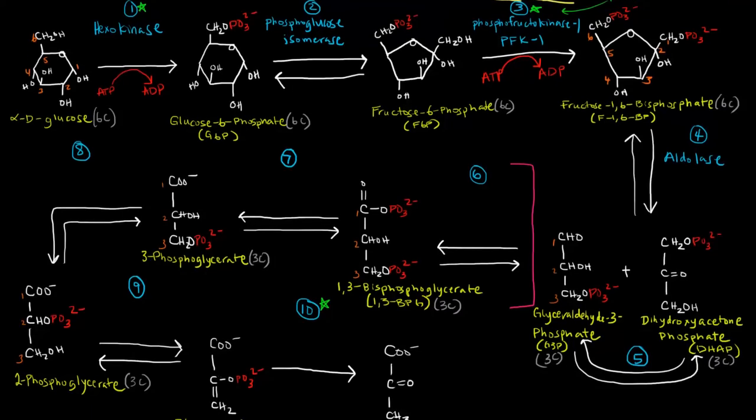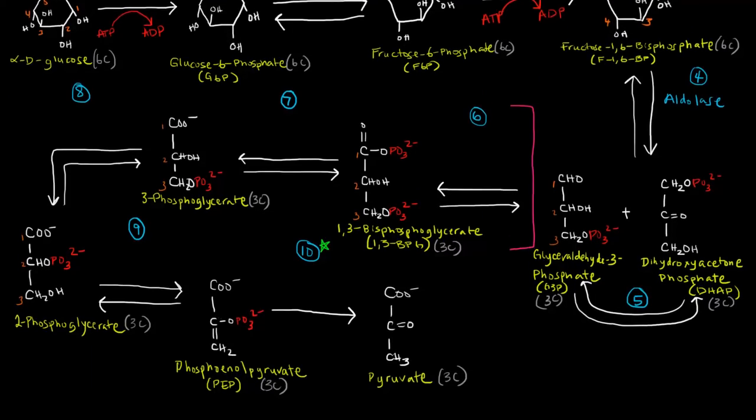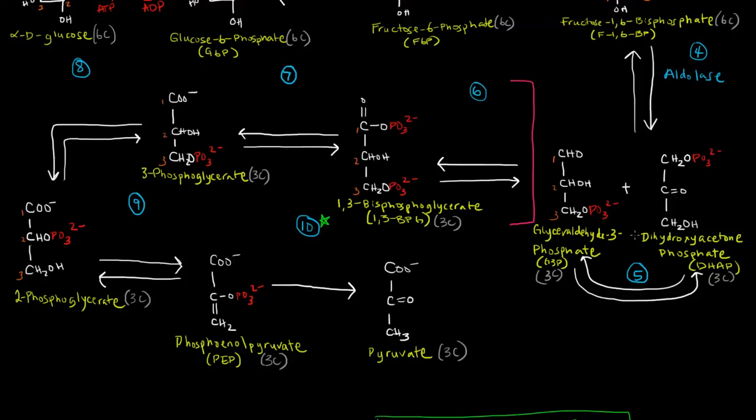Now, something very important happens here. Between these 2 molecules, glyceraldehyde 3-phosphate, abbreviated as G3P, and dihydroxyacetone phosphate, abbreviated as DHAP, only one of them can go on further in glycolysis, and that's glyceraldehyde 3-phosphate. So what we need to do is convert the dihydroxyacetone phosphate into glyceraldehyde 3-phosphate. So the enzyme that catalyzes that reaction, the 5th step of glycolysis, is called triose phosphate isomerase.